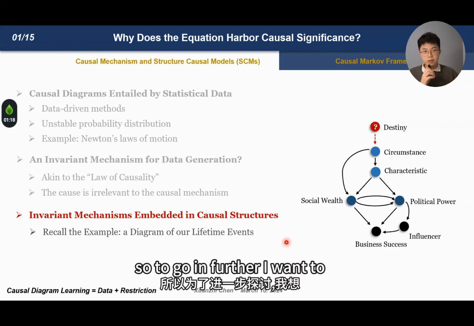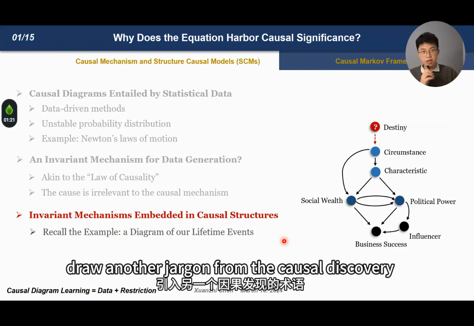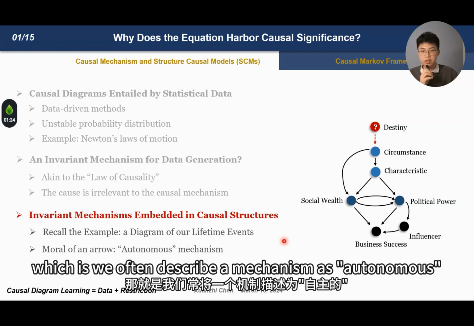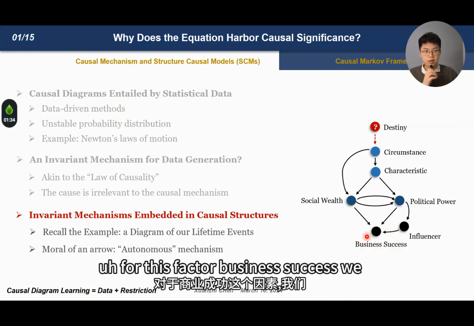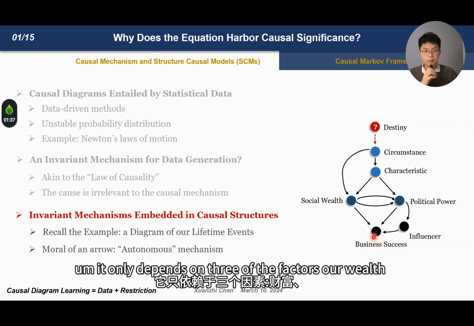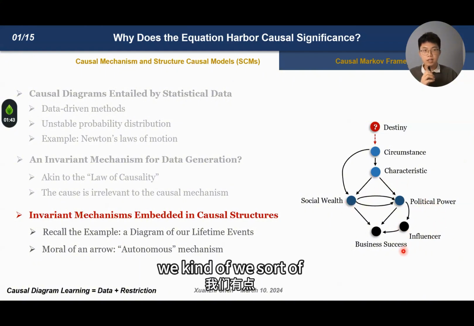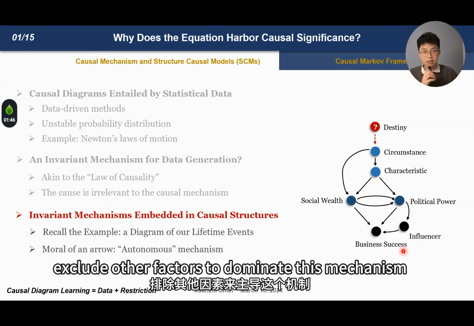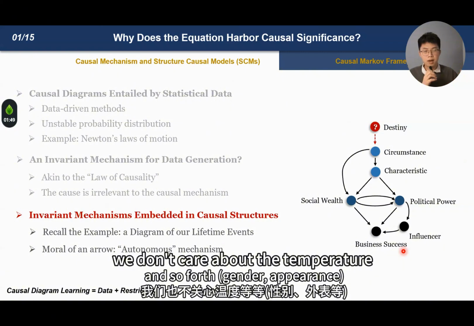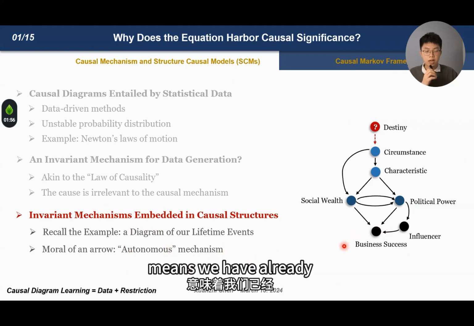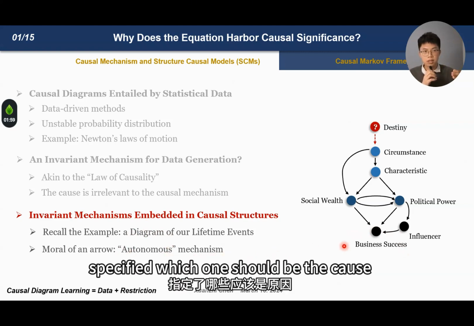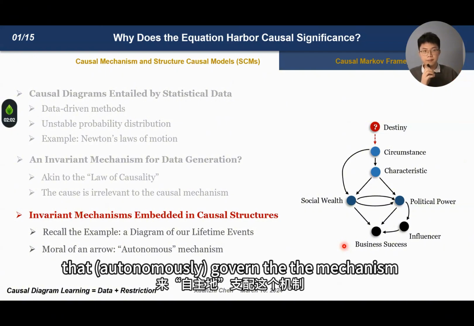So going further, I want to draw another idea from causal discovery, which is that we often describe a mechanism as autonomous. That is, again, back to our example, for this factor business success, we make sure it only depends on three of the factors: wealth, political power, and influencer. We exclude other factors from dominating this mechanism. For example, we don't care about the weather, we don't care about the temperature, and so forth. So the word autonomous here means we have already specified which ones should be the causes that govern the mechanism.